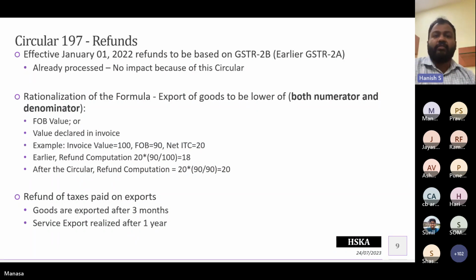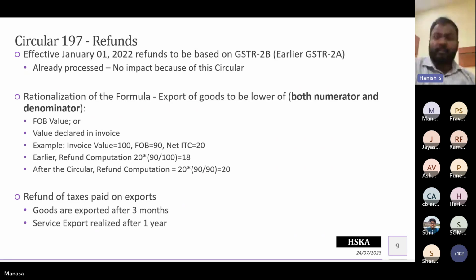So the denominator also will be FOB or value declared in the invoice, whichever is less. So 90 divided by 90 gets knocked off, multiplied by 20, you will get full refund. This does not mean in this revised formula you will always get full refund. That means in our example you will get full refund, because if you have domestic supplies, that will also get added to the denominator, and to that extent you will not be able to get the refund.